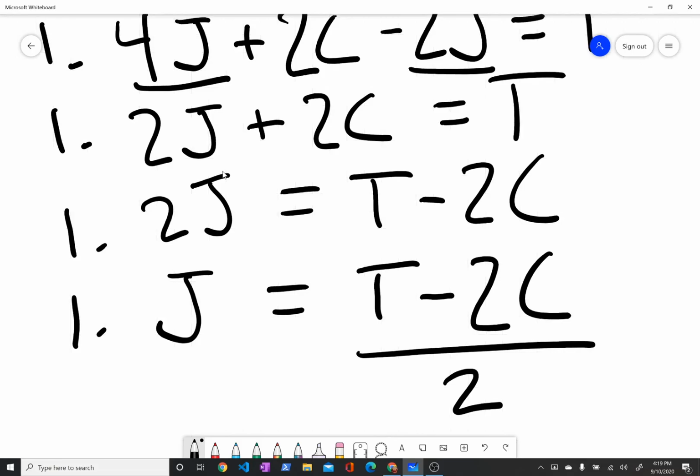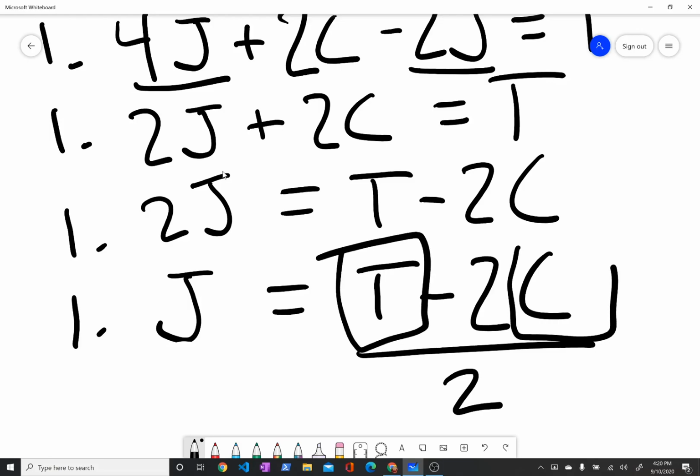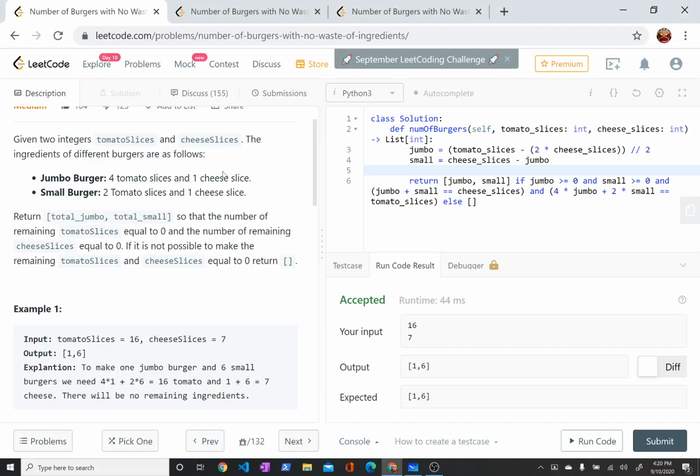Divide 2 onto both sides to get j, the number of jumbo burgers, is equal to, I shouldn't do that here because it looks like a division sign, is equal to t less 2 times c over 2. So now we've written j in terms of something that we can completely solve. Because remember, t and c are both actually numbers when we're executing this. We're told what t and c are. We're told the number of tomato and cheese slices. So we can just calculate j exactly.